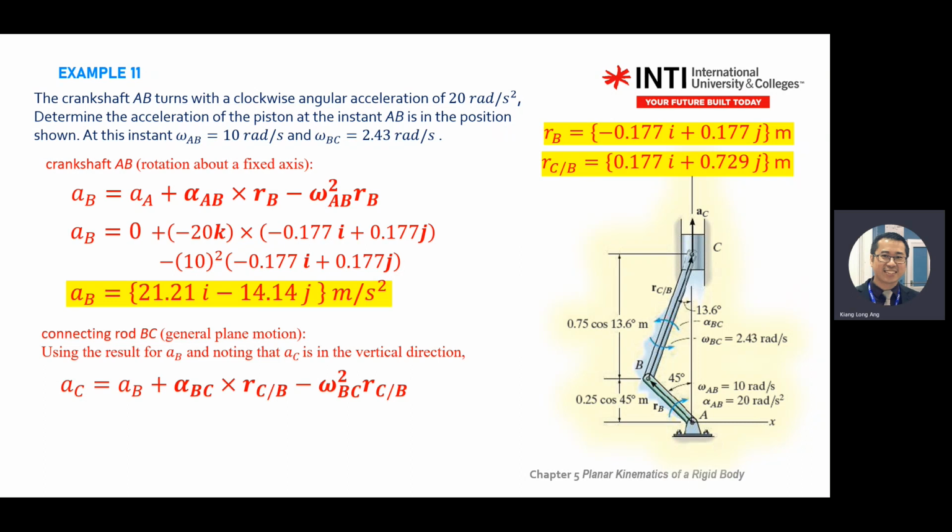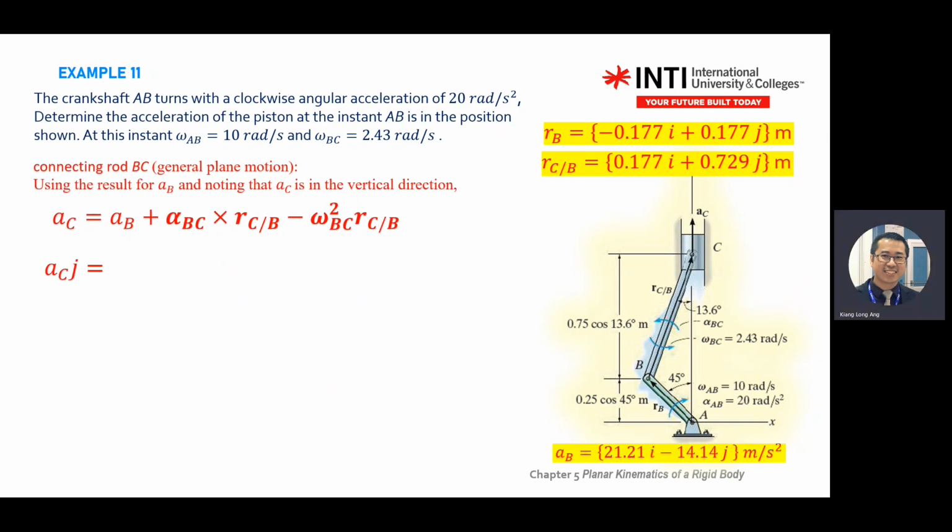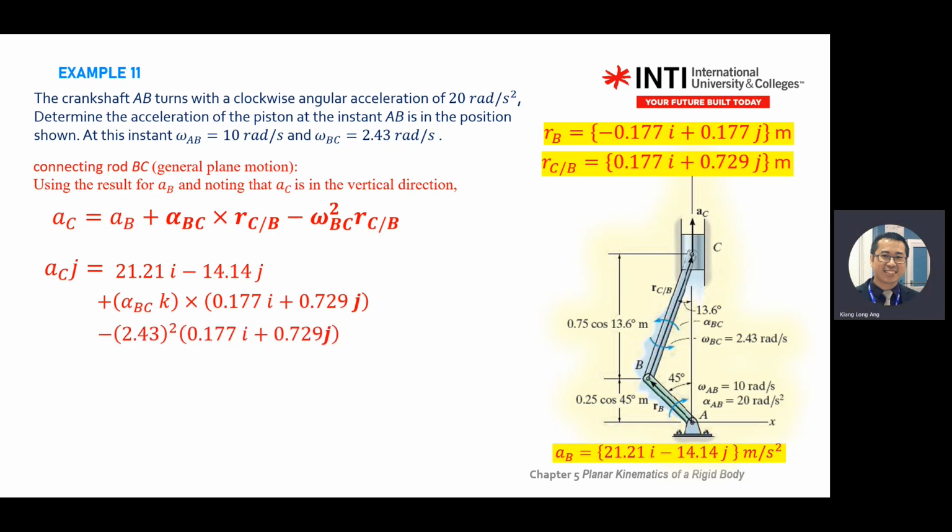Minus omega BC was given, and RCB again. Put in I and J. You know that C goes up, so put in J. Put AB into I and J, as you defined just now. BC is the same. Alpha BC is positive K. Go up. R is also the same, omega is also the same. You solve, and you get BC anticlockwise.